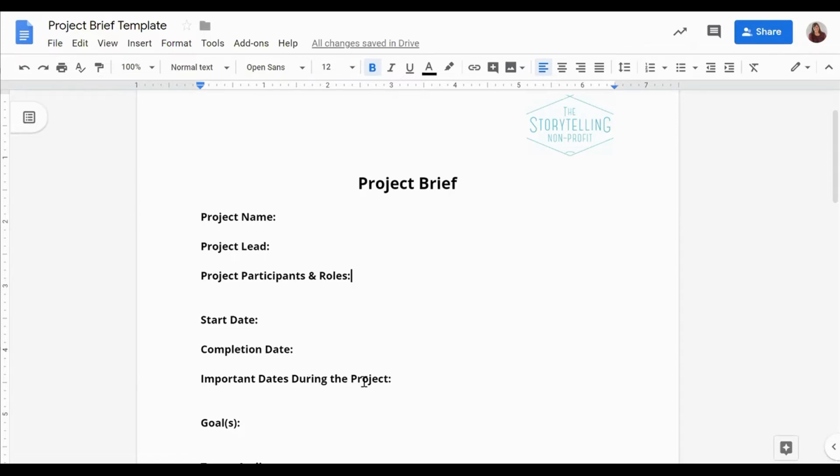And I also like to put down important dates during the project. Now, this may not be relevant for every single thing you do, but I find for things like fundraising campaigns, direct mail appeals, things like that, there are inevitably useful and important dates that you need to remember. Things like when something needs to get to the printer, when it's getting mailed, things like that. It's helpful to have those dates in mind and have them listed out somewhere so that you and your team know the key dates that you're working towards and dates when things need to be done by.